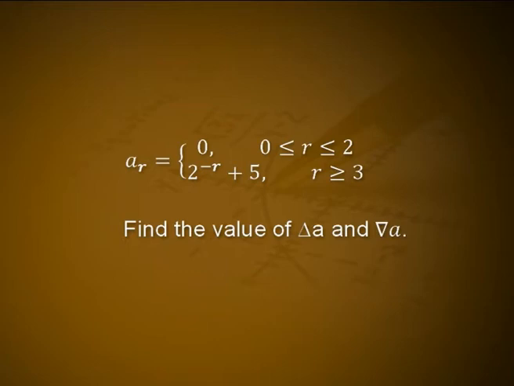Example 5. Let a be a numeric function such that a(r) is equal to 0 for 0 ≤ r ≤ 2 and 2^(-r) + 5 for r ≥ 3. Find the values of Δa and ∇a.